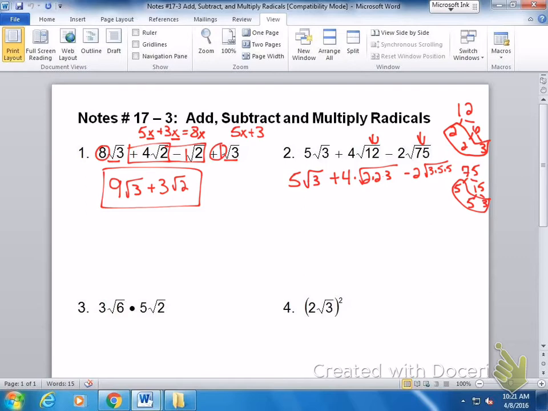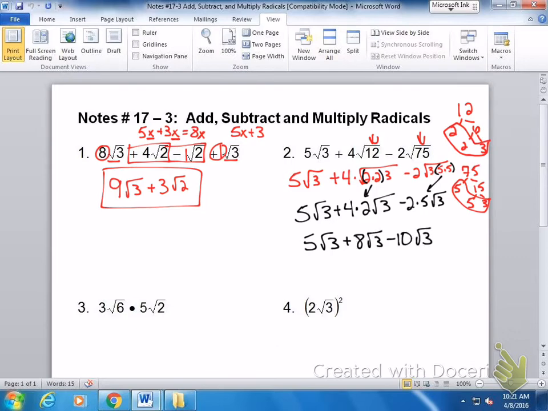Now our whole point of factoring is to find groups so we can take them out. In this first one, I have a group of 2's. So I have 5 square roots of 3 plus 4 times 2, because I can take out a 2, but the 3 is left inside. Same thing on the other side. I have negative 2 times. I can take out a 5, and then the 3 is left in the square root. So now we can clean that up. That's 5 square roots of 3 plus 8 square roots of 3 minus 10 square roots of 3.